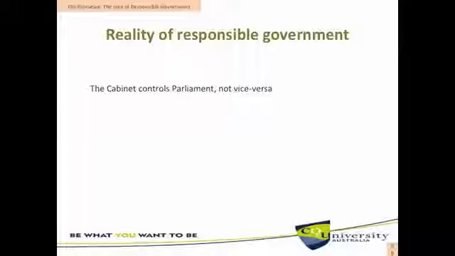Having talked about responsible government in a very theoretical sense, in reality, how does responsible government work? Ratnapala and Crow, for example, would argue that it is actually the cabinet that controls Parliament and not vice versa. Hence, the idea of responsible government seems to be more apparent than real.